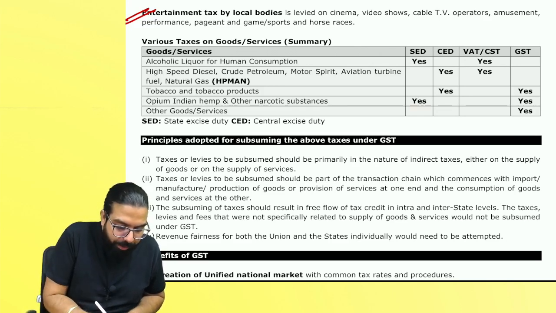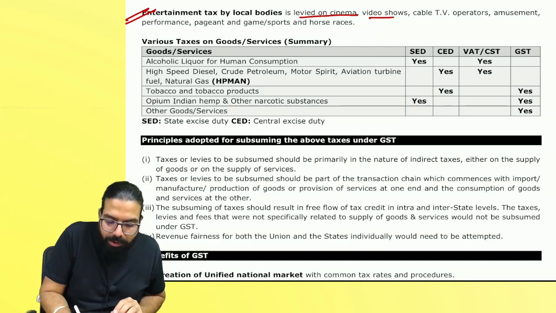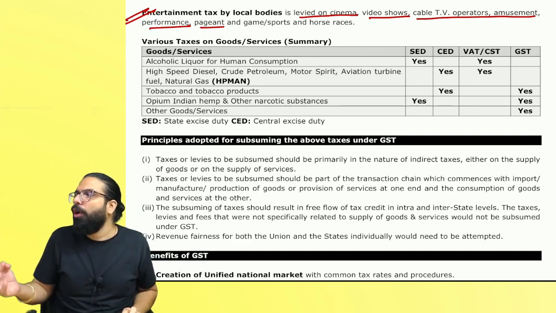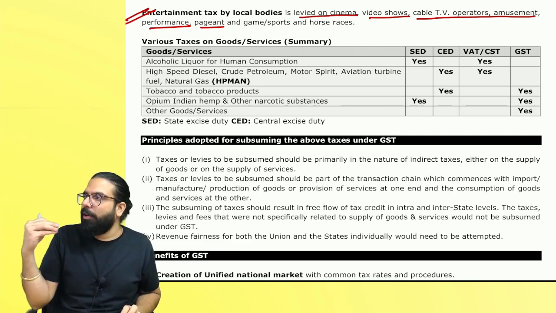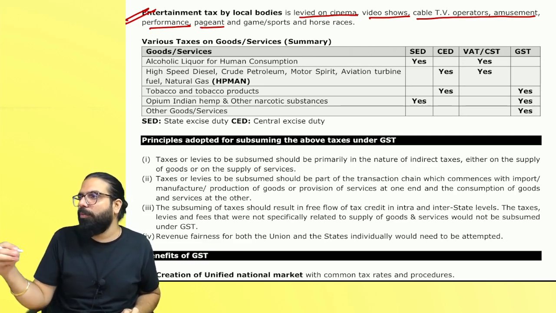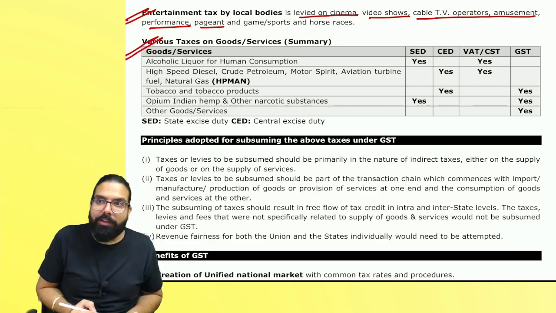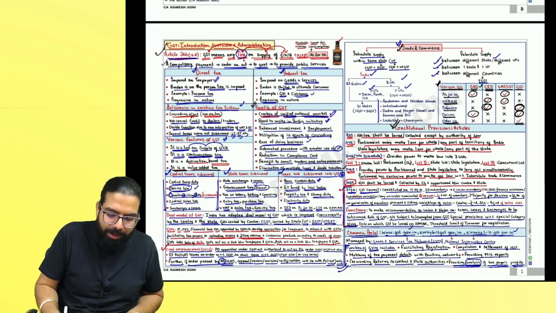Do you remember? See, entertainment tax is levied on cinema, video shows, cable, amusement, performances, pageants, any local theater happening. All those pay local municipality charges, municipal taxes. Those are still continuing. Those are local entertainment tax. We call it local entertainment tax. The next one, did I tell you about the various goods and services? What will be the tax? Do you remember, everyone? If you don't remember, I'll remind you.